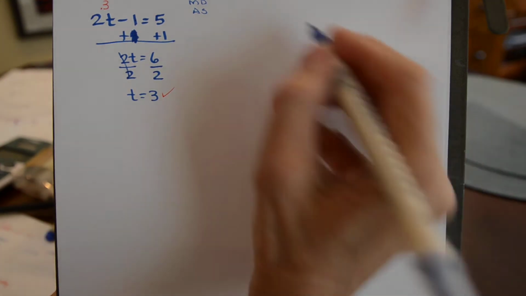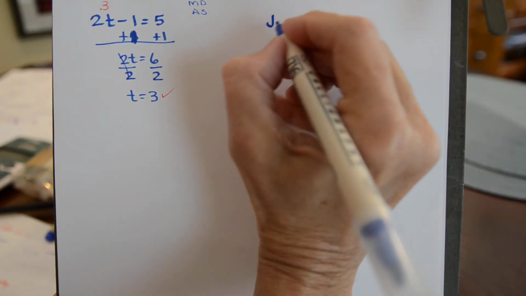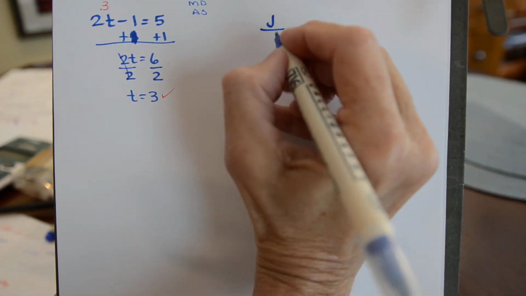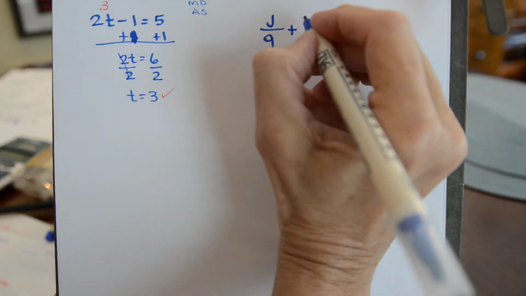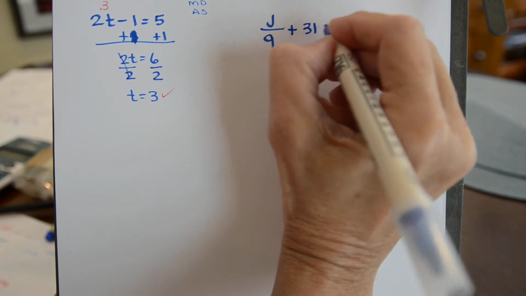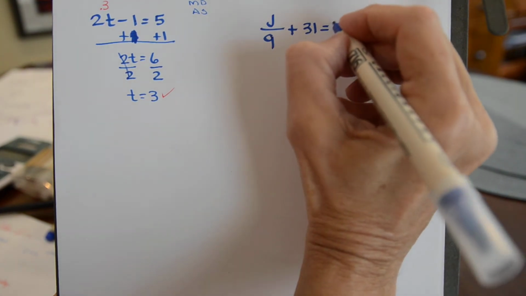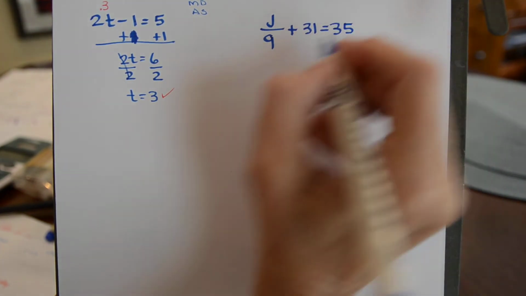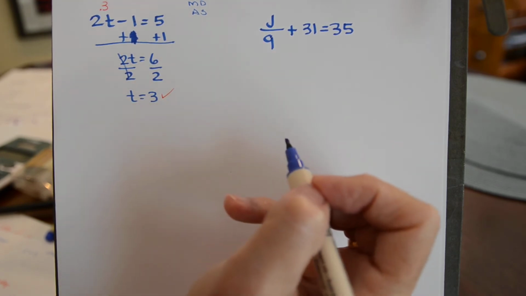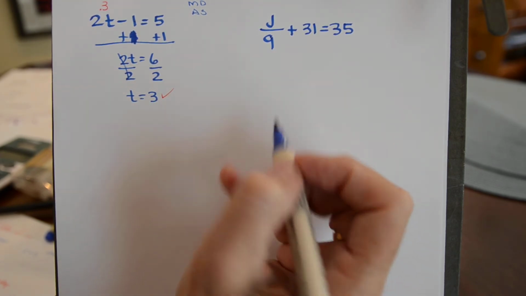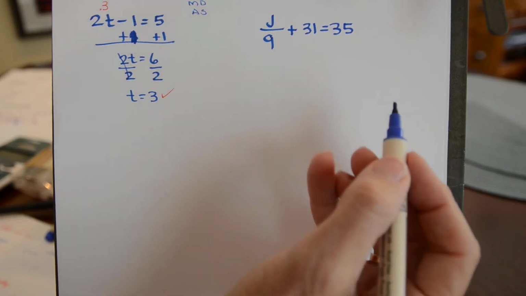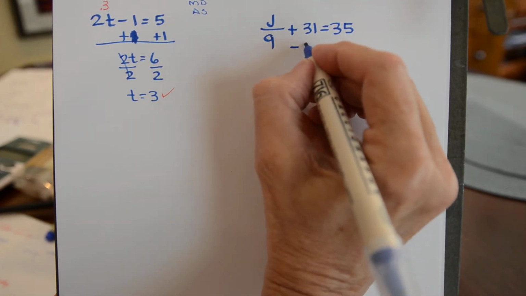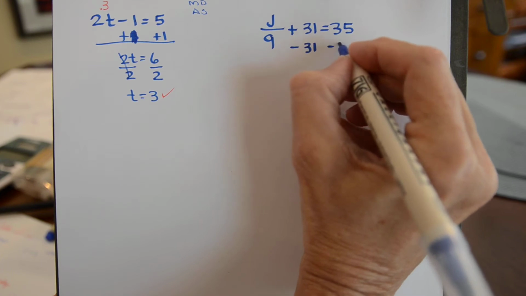Okay, another one. We have j divided by 9 plus 31 equals 35. All right, again, there's nothing I can combine over here. There are no like terms. So I will get rid of this addition of 31. But what is the opposite of that? It will be to subtract 31 from both sides.